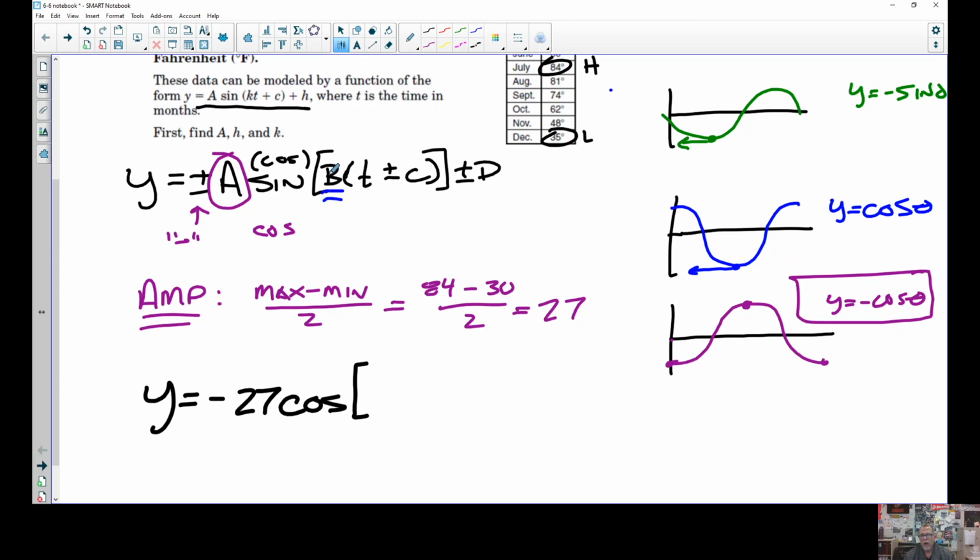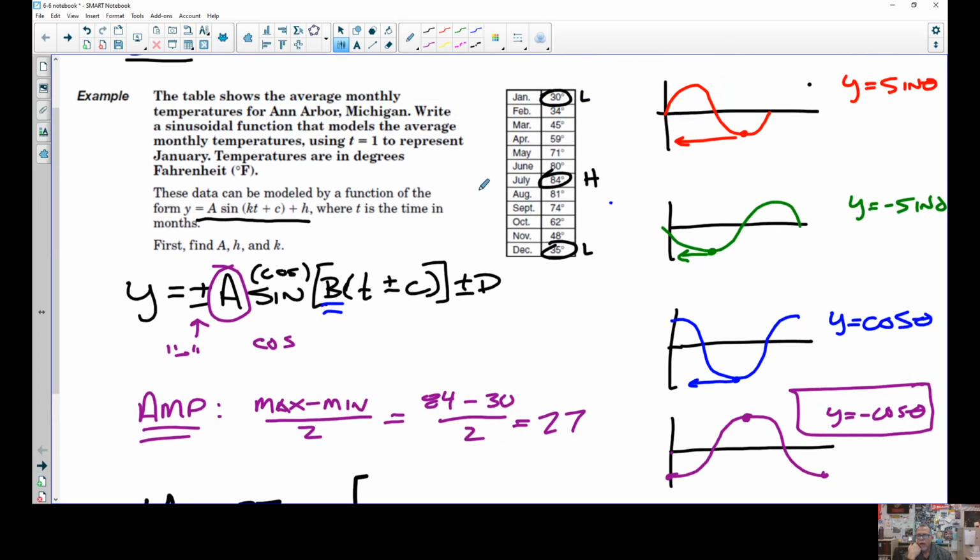All right, B value, what is that? That's our period. So how do we look at this period? Well, they told us that we're using this range of values. If January is 1, then we got 2, 3, 4, 5, 6, 7, 8, 9, 10, 11, 12, right? 12 months. Those 12 months, that's our period, because these are average monthly temperatures. So our period is 12 now.